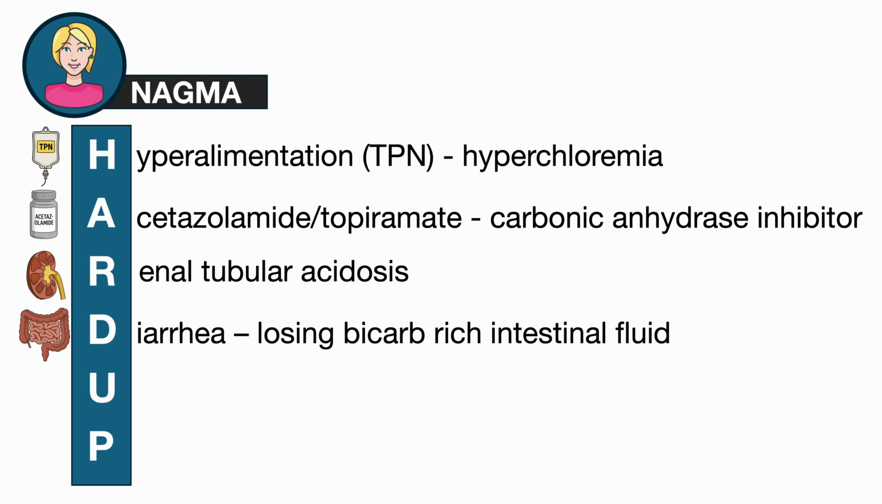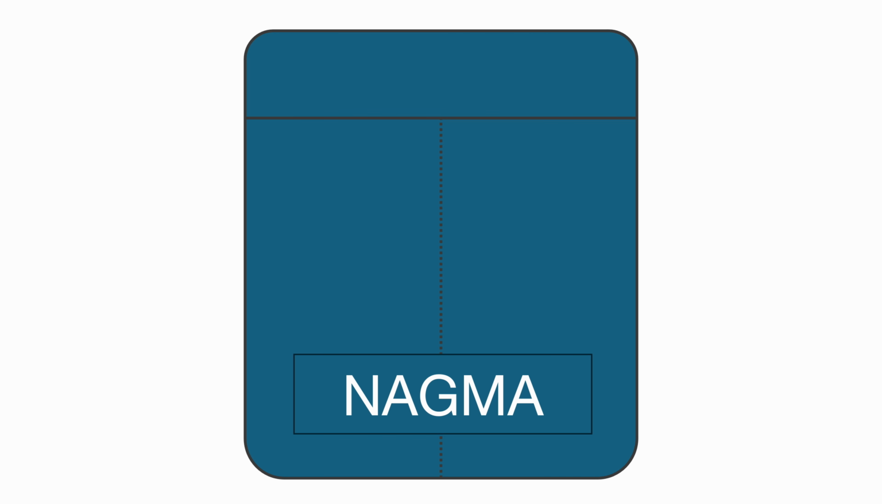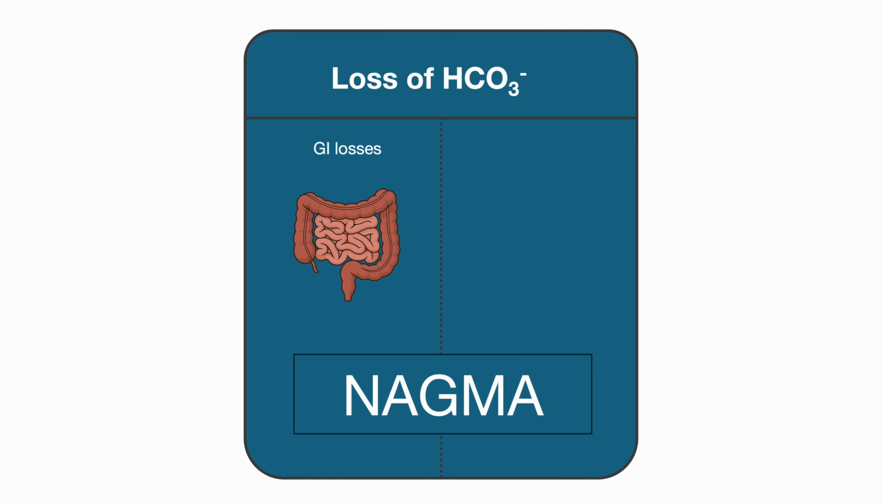D, U, and P are all forms of loss of bicarb-rich intestinal fluid. D stands for diarrhea. U stands for ureteral diversion or ileal loops. And P stands for a pancreatic fistula. Mechanistically, in GI losses, you're literally dumping bicarb out of the body. In a renal tubular acidosis, the kidney either fails to reabsorb bicarbonate or fails to secrete hydrogen to generate bicarbonate.